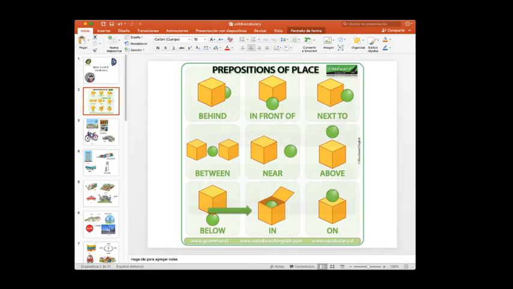In. The ball is in the square. And the last one is on. The ball is on the square.